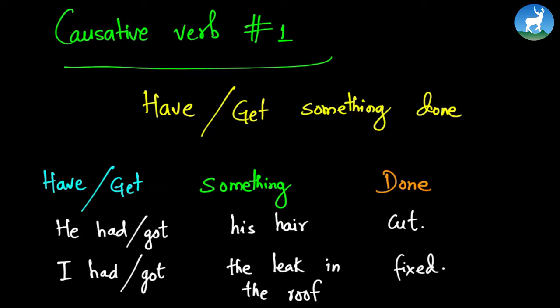So this is the first causative verb, number 1. Have, get something done. He had his hair cut. I got the leak in the roof fixed. So this is always going to be past participle, often known as V3 in traditional grammar. Now let's go to causative verb number 2. Pretty easy, right?